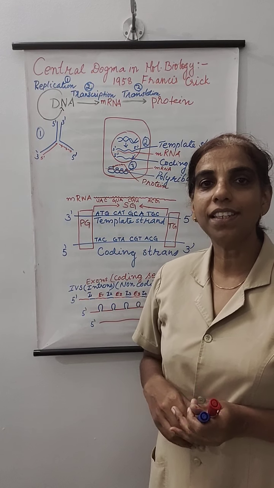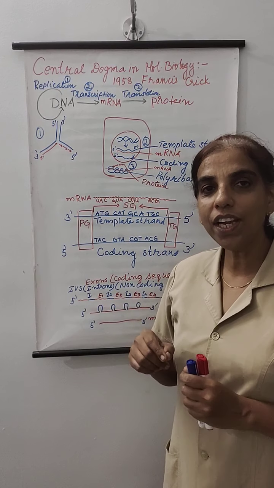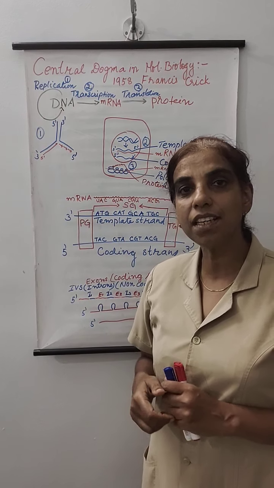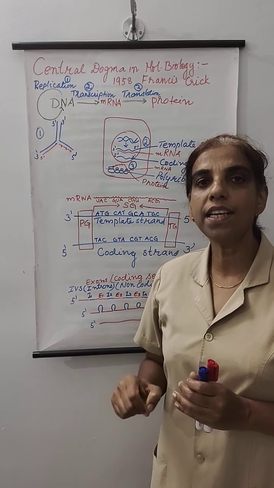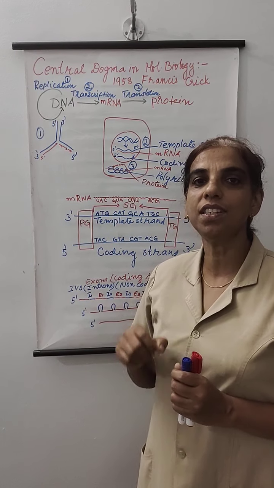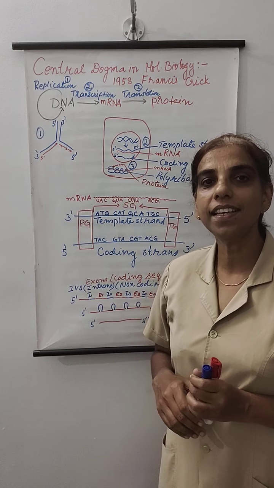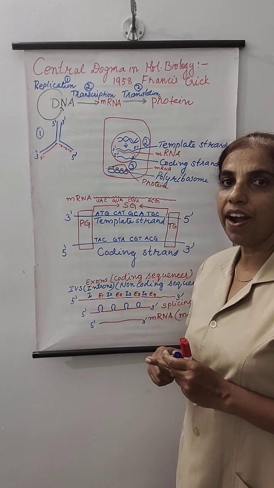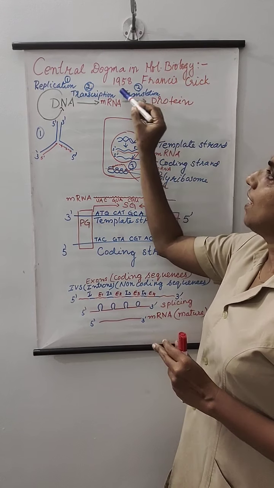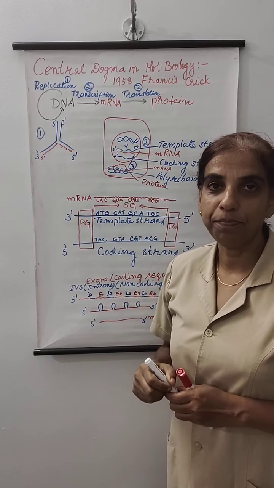So when we look at this kind of transfer of characters, we have to go by certain basic principles. And the most important basic principle on which this transfer of character by the DNA is taking place is illustrated by Francis Crick's central dogma in molecular biology.